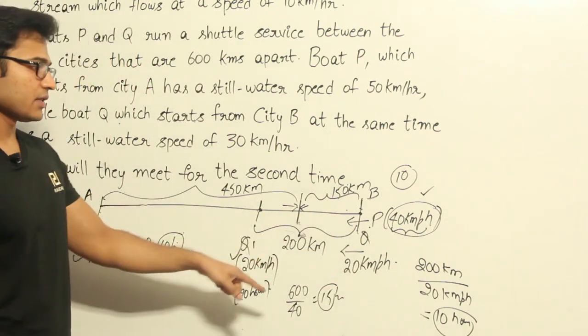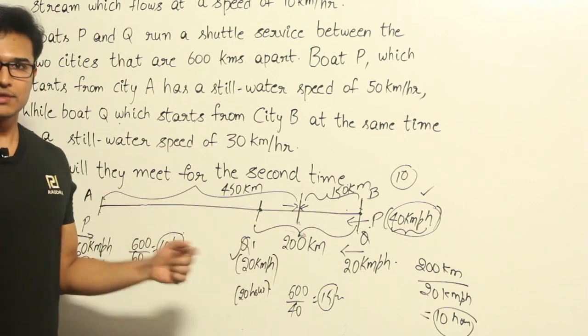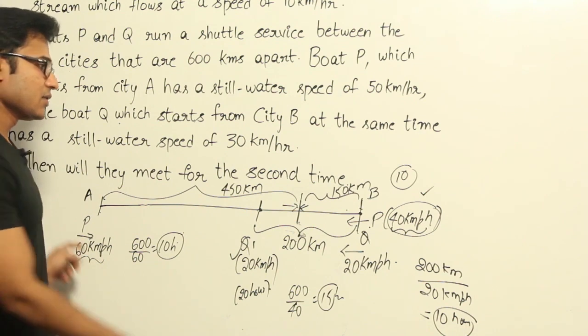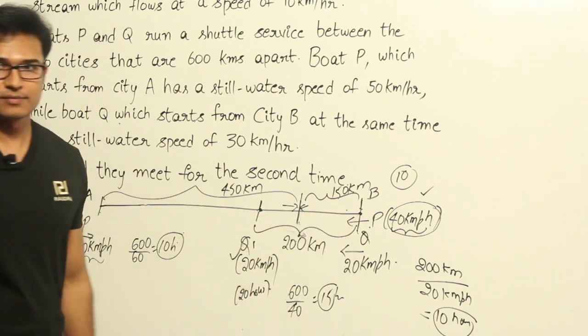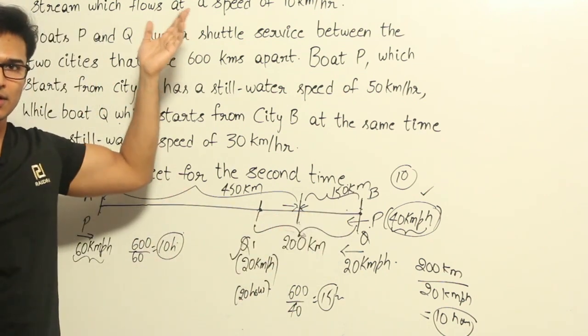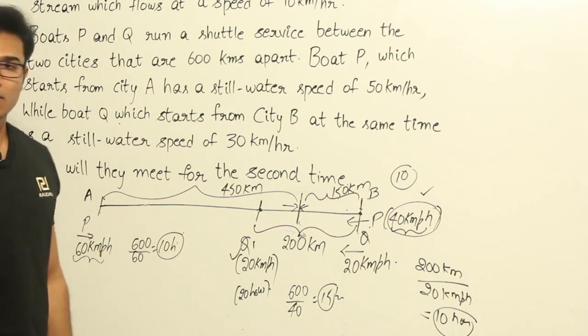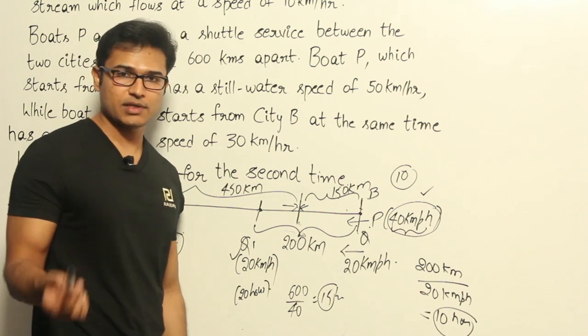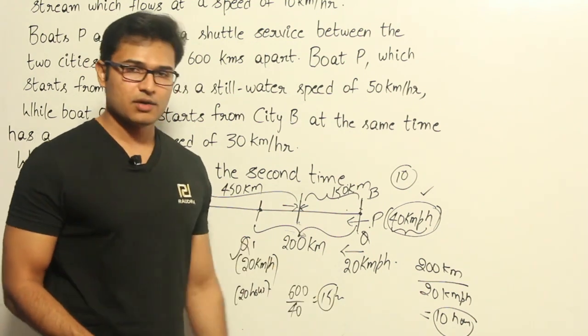Already they have traveled for 10 hours, and therefore for the second time if they have to meet, it will happen after 20 hours starting from these 2 points. Got it? Starting from the beginning, you can say that they are going to meet after 20 hours, right? For the first time they are going to meet after 7.5 hours, and for the second time they are going to meet after 20 hours.